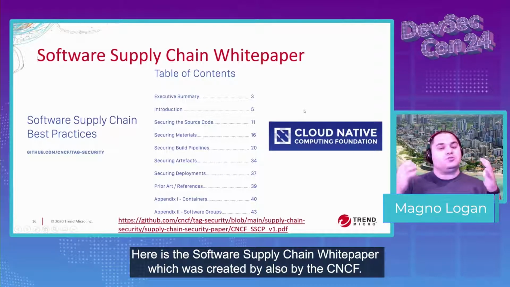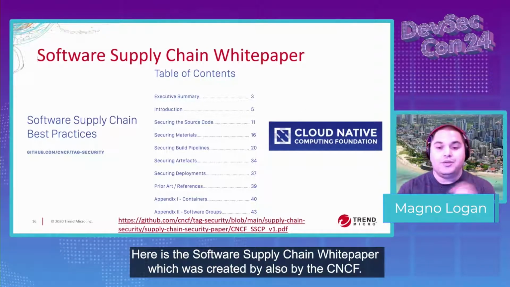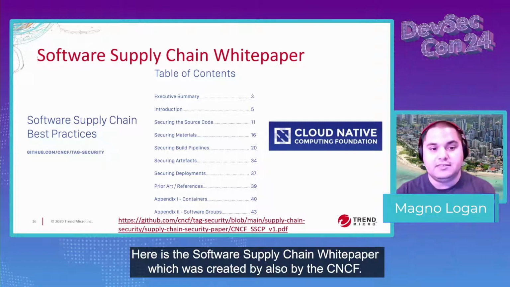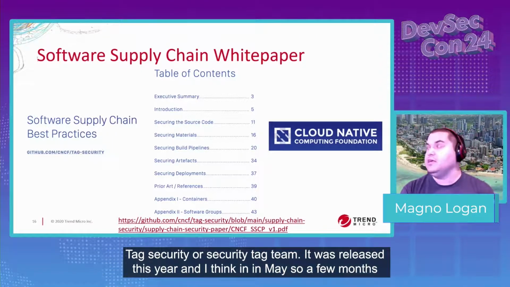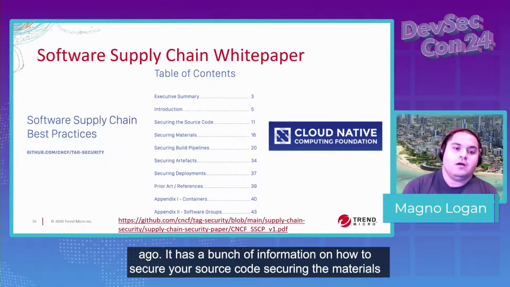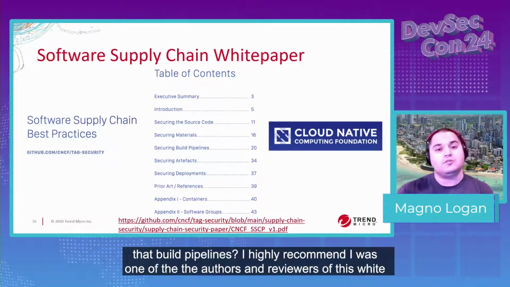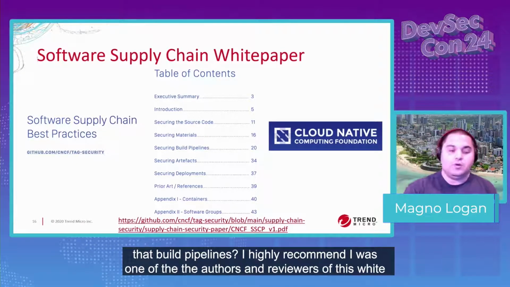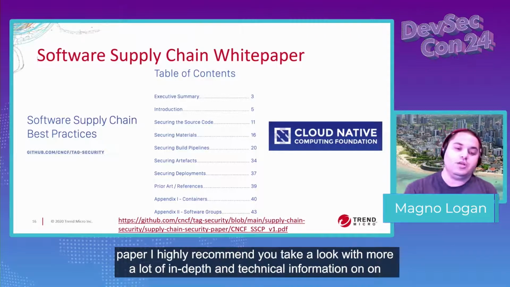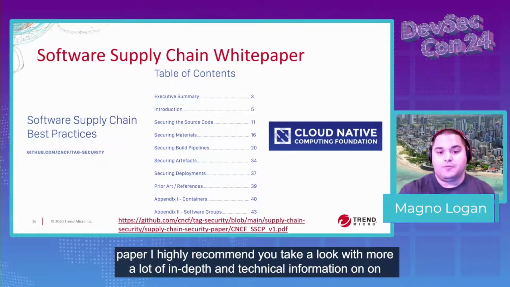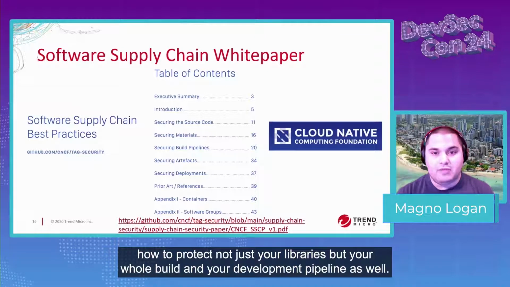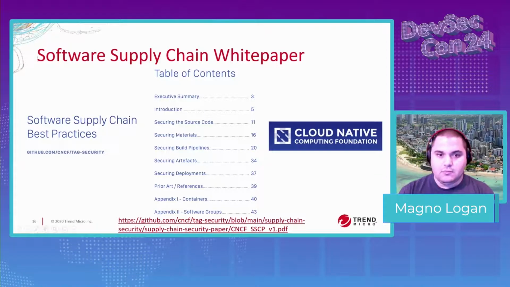Here is the software supply chain white paper, which was also created by the CNCF security tag team. It was released this year, I think in May, so a few months ago. It has a bunch of information on how to secure your source code, the materials, and the build pipelines. I was one of the authors and reviewers of this white paper, and I highly recommend you take a look. It has a lot of in-depth technical information on how to protect not just your libraries, but your whole build and your development pipeline as well.